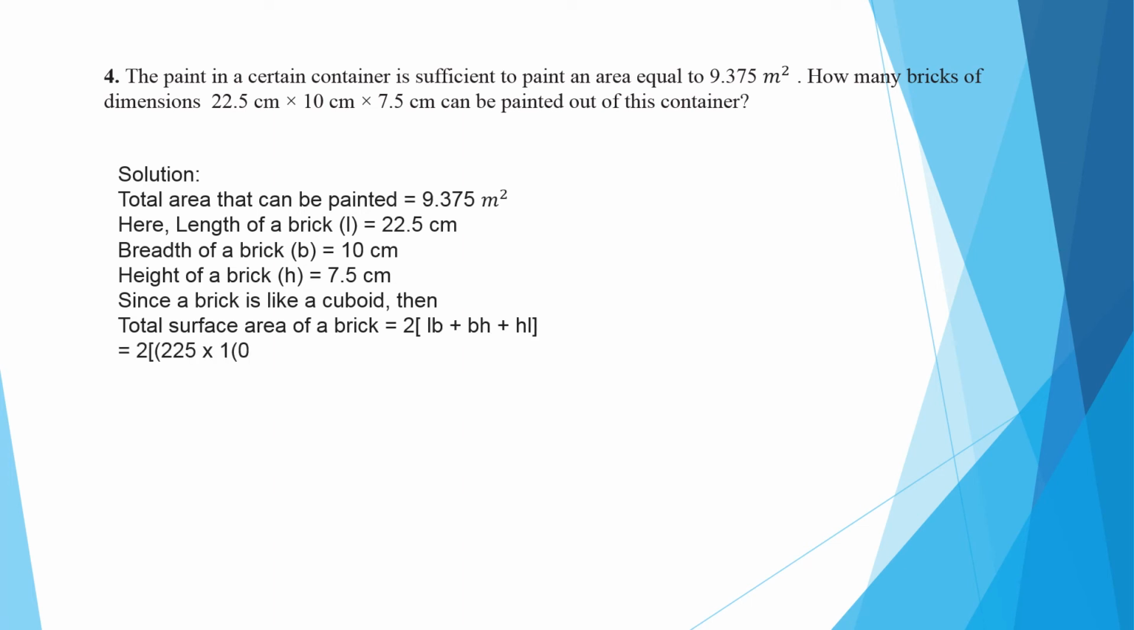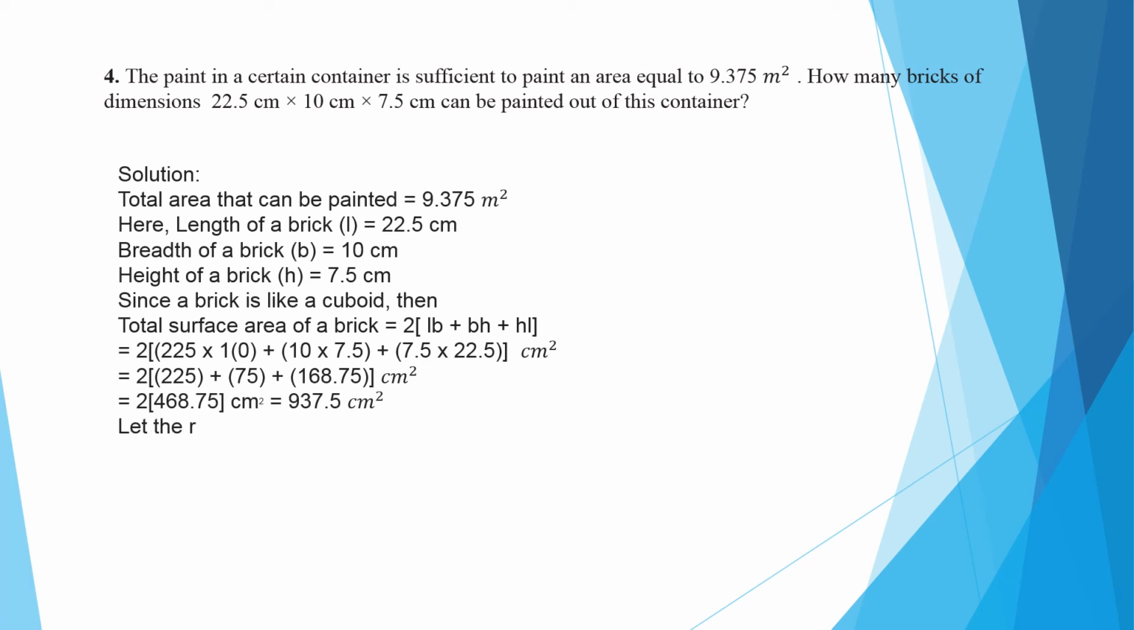Now substitute all those values. 2 plus 22.5 into 10 plus 10 into 7.5 plus 7.5 into 22.5. After this we are getting 225 plus 75 plus 168.75. On adding we are getting 468.75 into 2. So we are getting 937.5 centimeters square, and we need to find the number of bricks.